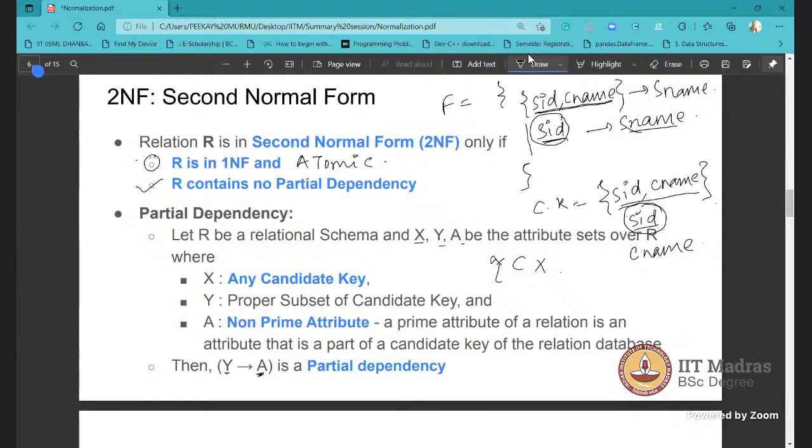And that is not allowed in the second normal form, so we need to remove it. And how can we remove it? For that, we need to decompose the tables. Okay, now it is clear. Up to this is clear, right?